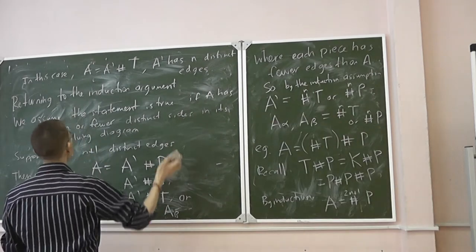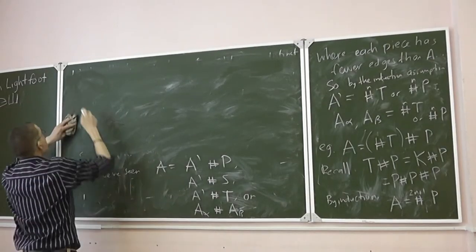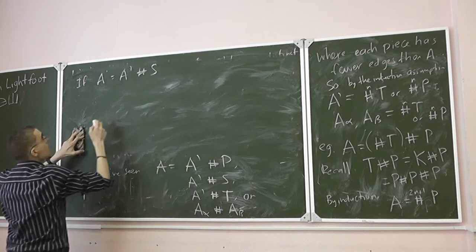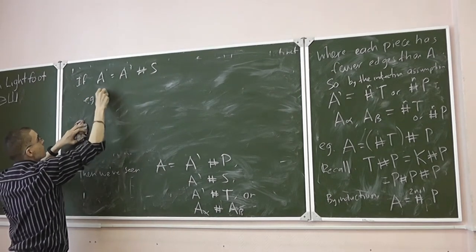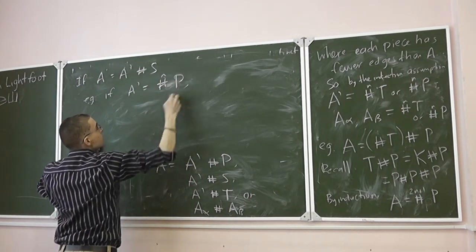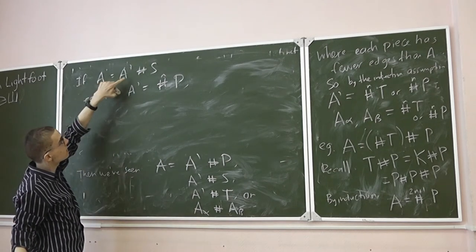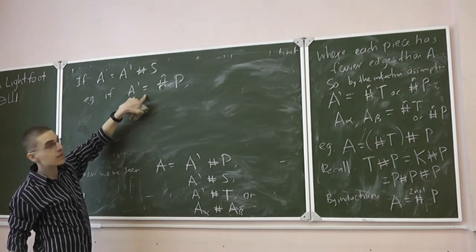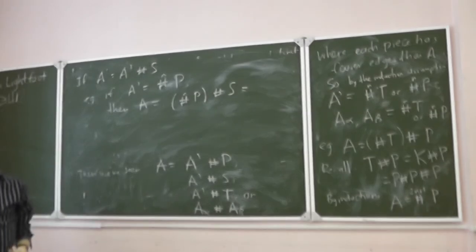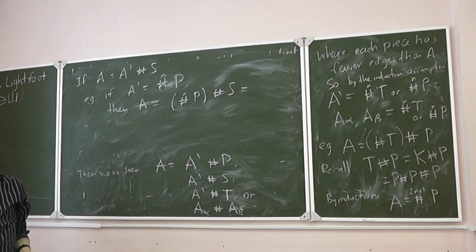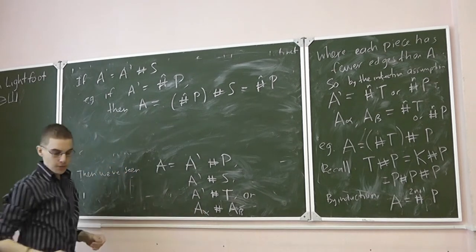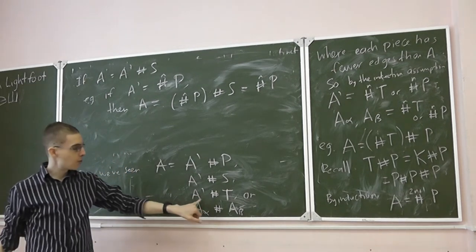Okay, and let's just quickly look at the last two. If A is a connect sum of A prime and S, a sphere, where A prime is a connect sum of projective planes, then what do we get? What happens if you take the connect sum of projective planes with a sphere? Well, that's the same as the connect sum of projective planes. So the connect sum with a sphere doesn't do anything. And the argument for connect sum with a torus.